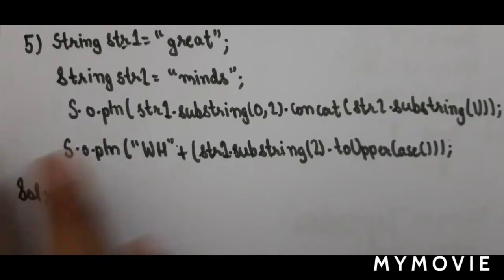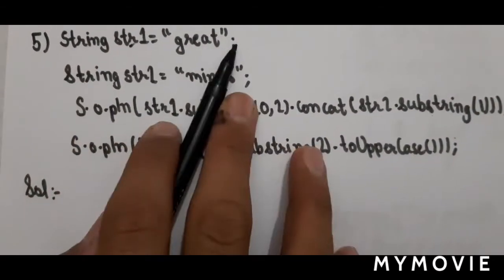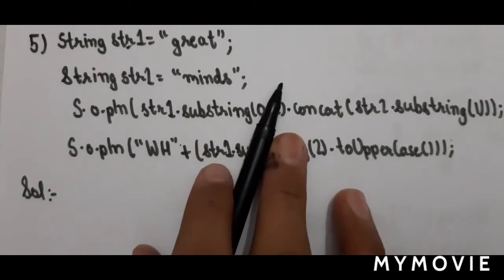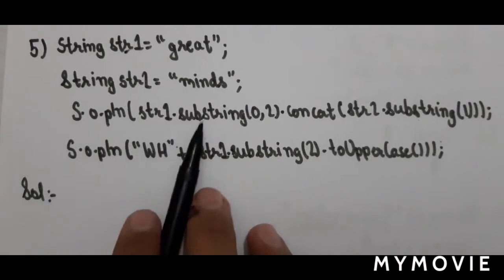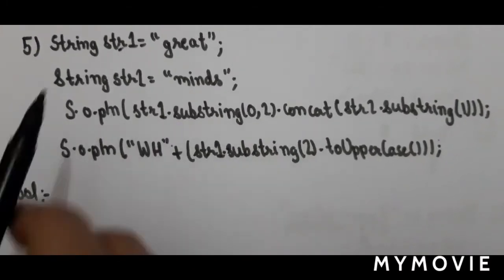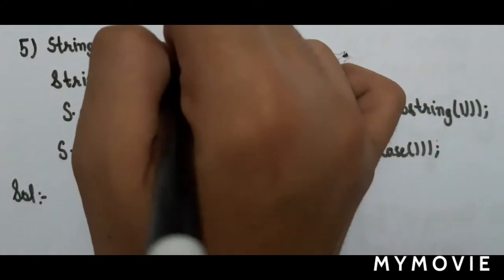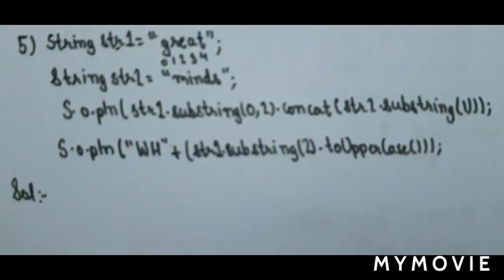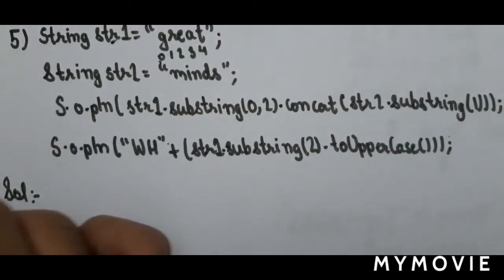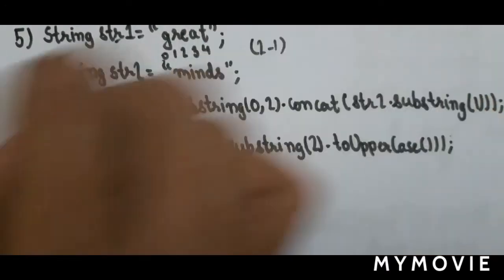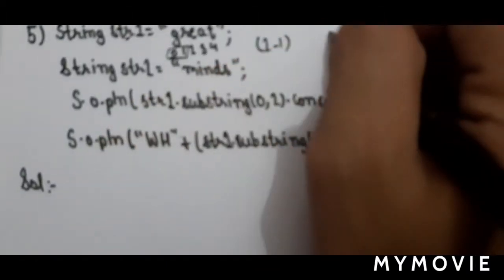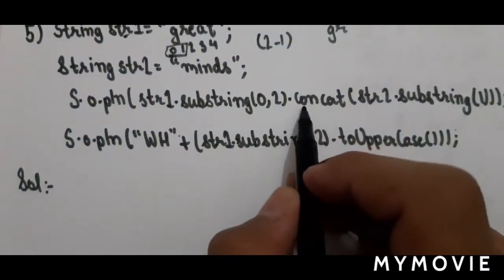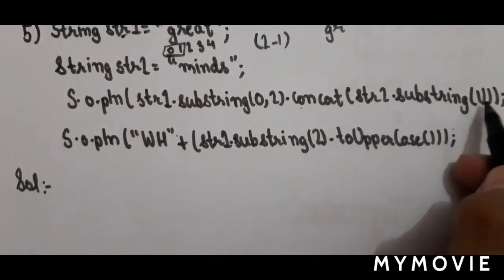Friends, our fifth question is: String str1 is equal to "great" and String str2 is equal to "minus". We should print these functions. System.out.println(str1.substring(0, 2)). Let's write the numbers 0, 1, 2, 3, 4. For 0, 2, it starts at 0 and ends at 2 minus 1, which is 1. So 0, 1. It takes "gr". And now here .concat(str2.substring(1)).